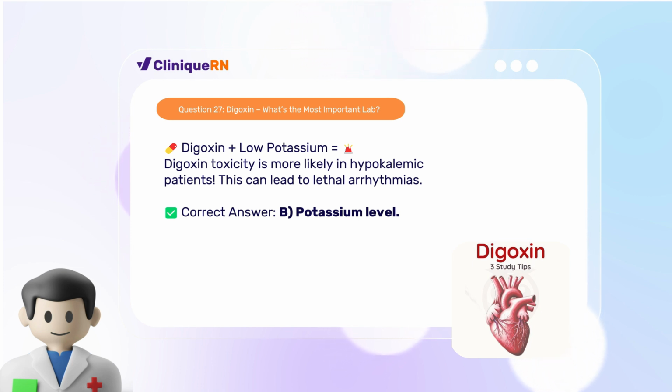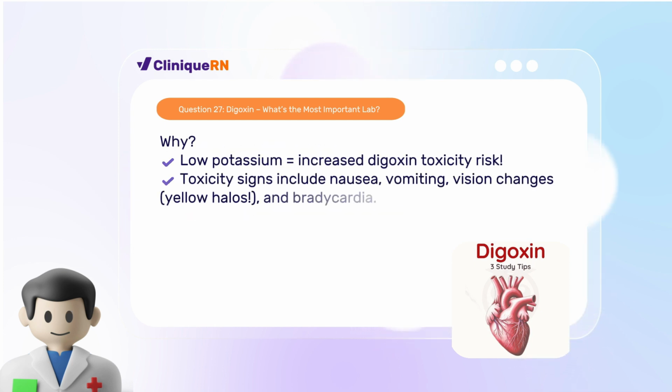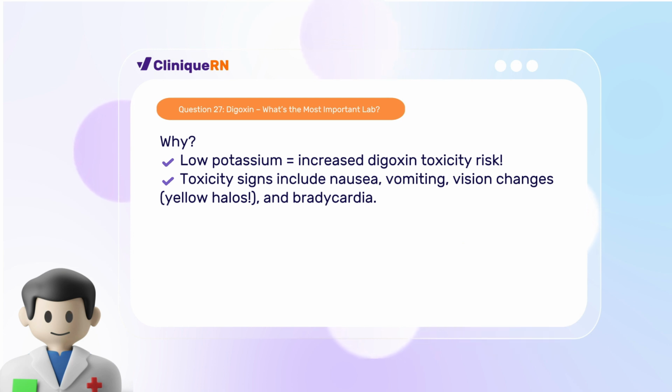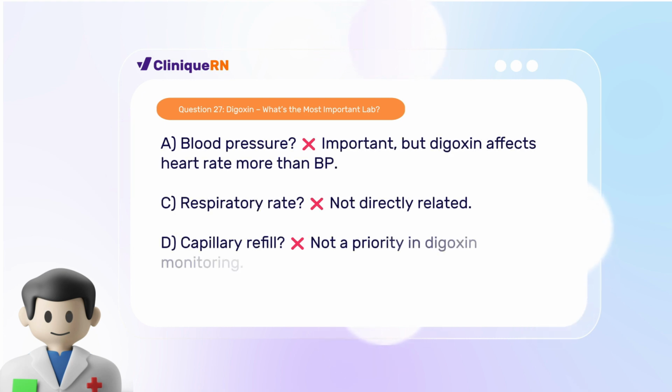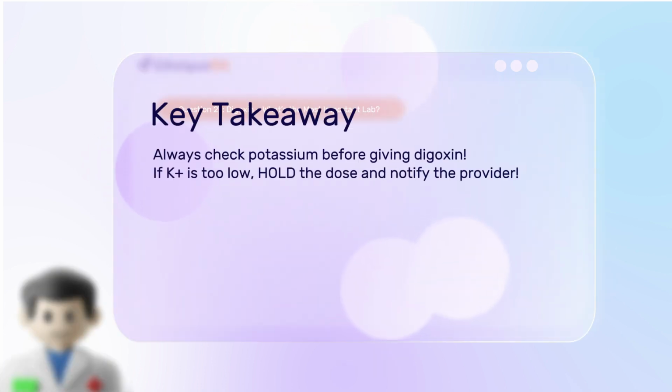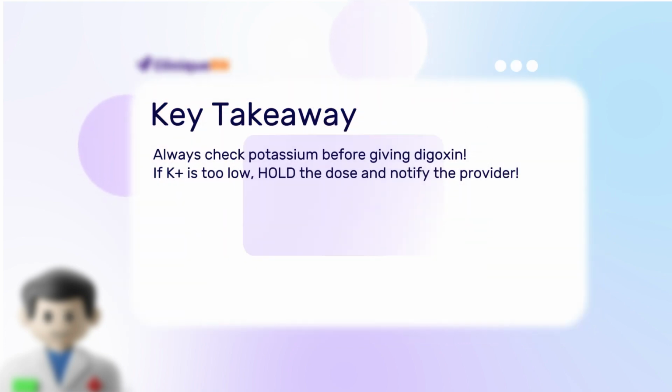Correct answer. B. Potassium level. Why? Low potassium increases digoxin toxicity risk. Toxicity signs include nausea, vomiting, vision changes, yellow halos, and bradycardia. Why not the other choices? A. Blood pressure. Important, but digoxin affects heart rate more than BP. C. Respiratory rate. Not directly related. D. Capillary refill. Not a priority in digoxin monitoring. Key takeaway. Always check potassium before giving digoxin. If K+ is too low, hold the dose and notify the provider.